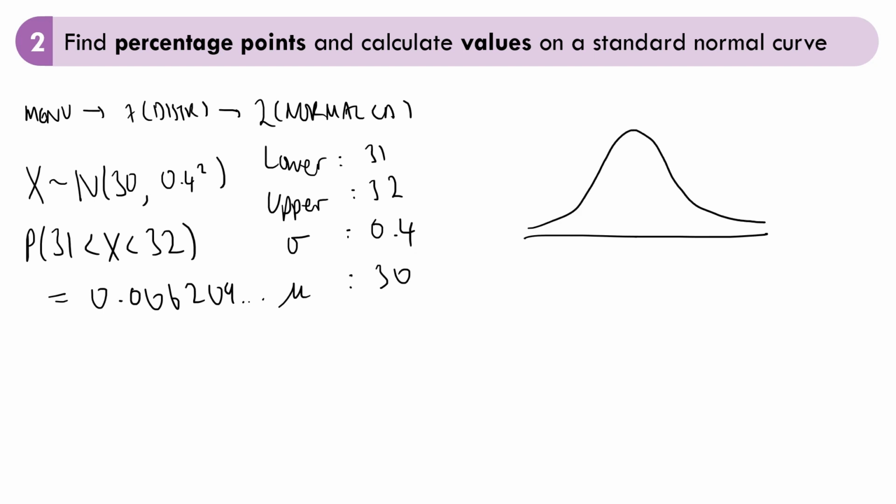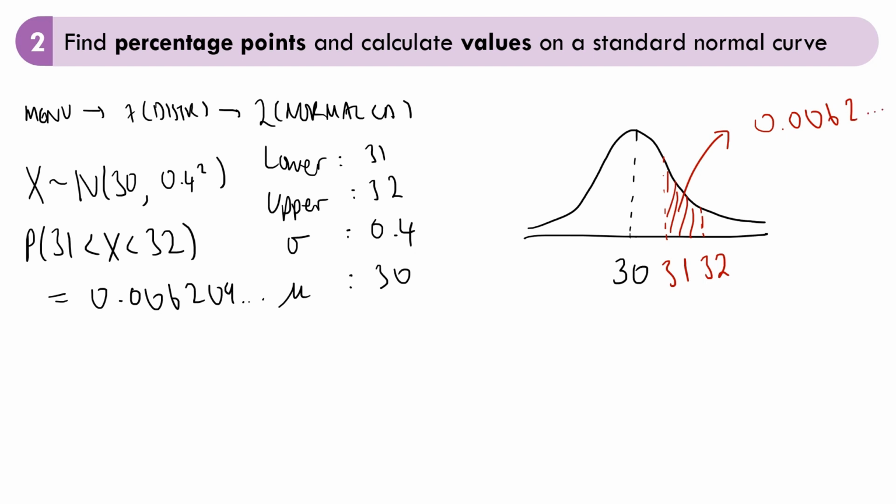And looking at this visually on a normal curve, so here our mean is 30, our value 31 will be somewhere here, and our value for 32 somewhere here. And then what we can see is that this probability here, the area under this part of the curve, is equal to 0.006.